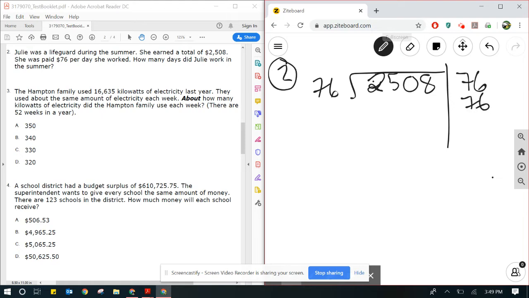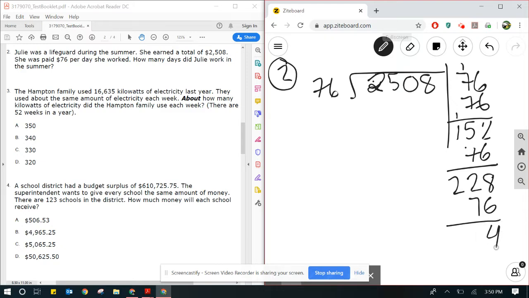76 and 76. 6 plus 6 is 12. 2 down. Carry the 1. 7 plus 7 is 14. Plus 1 is 15. 152. So I put a 76 again. 6 plus 2 is 8. 5 plus 7 is 12. 2 down. Carry the 1. That gives me 228. And I do 76 again. That's 4. 1, 7, and 10.